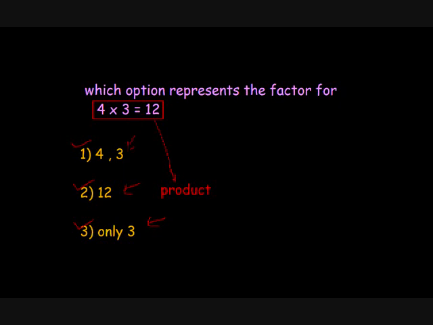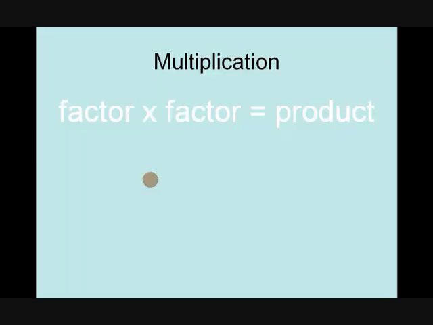Are 4 and 3 the right answer? Yes, 4 and 3 are the factors for this problem, 4 into 3 equals 12, and 12 is the product. So that is the idea. In short, multiplication is factor multiplied by factor, it gives a product. For example, 2 multiplied by 3 equals 6, these 2 and 3 are called factors and 6 is the product.